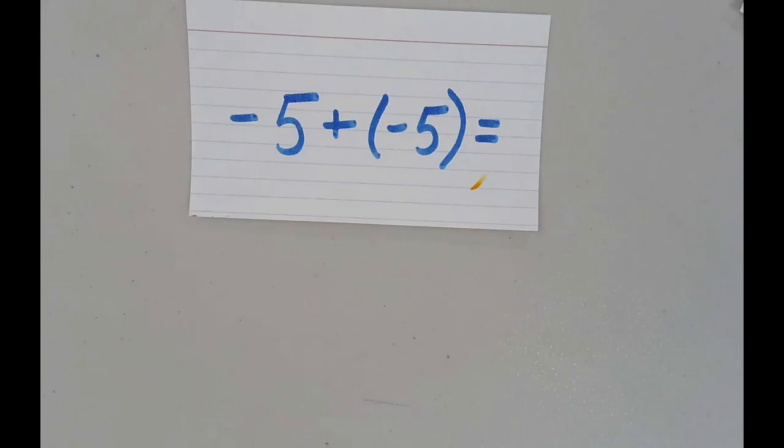Right, how many zero pairs? Do we have any? None. What are we going to do? We're going to count them all together and get one for a total. Negative 10. Nice job.